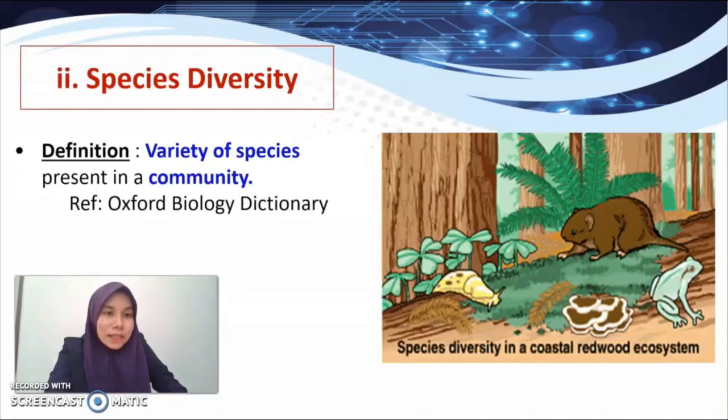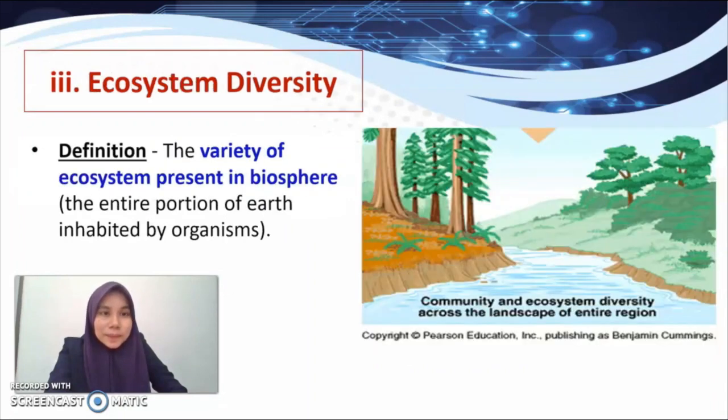Species diversity is defined as variety of species present in a community. Ecosystem diversity is defined as the variety of ecosystems present in the biosphere. Biosphere refers to the entire portion of the earth inhabited by organisms.